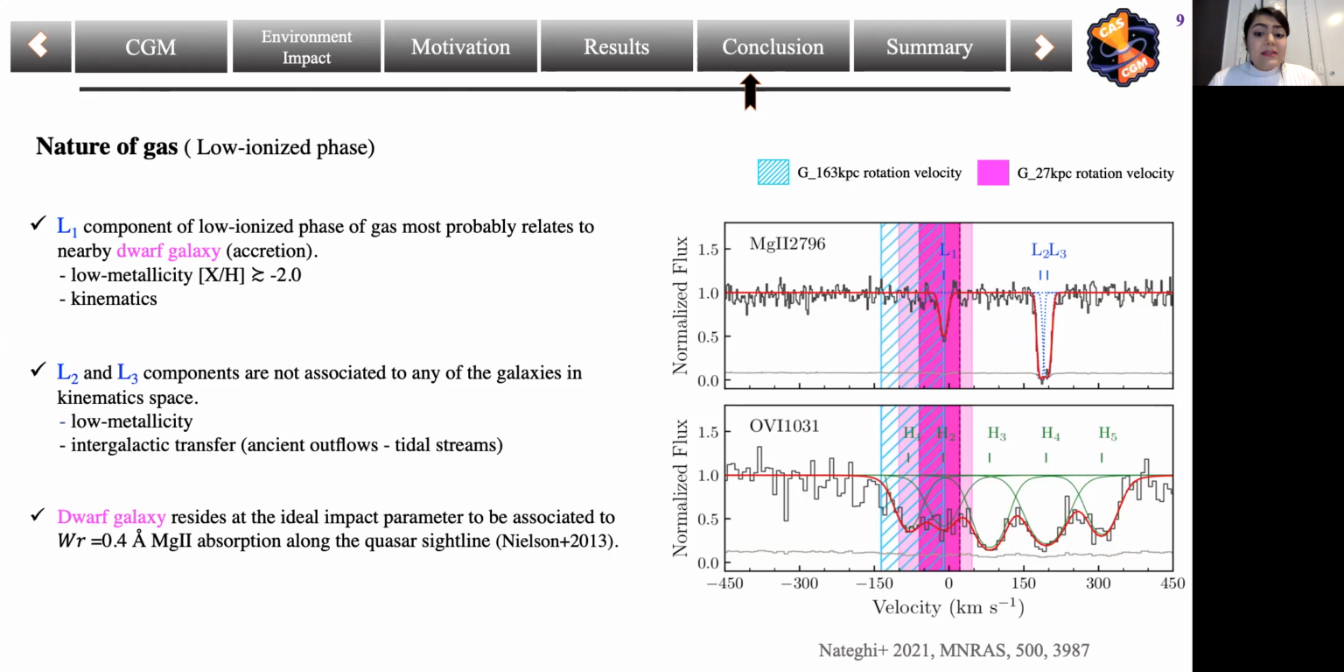Furthermore, based on statistics of a large sample of magnesium-2 absorption lines, like MAGICAT, the dwarf resides at the ideal impact parameter to be associated with the observed magnesium-2 absorption in this system, with a rest-frame equivalent width of 0.4 angstrom.